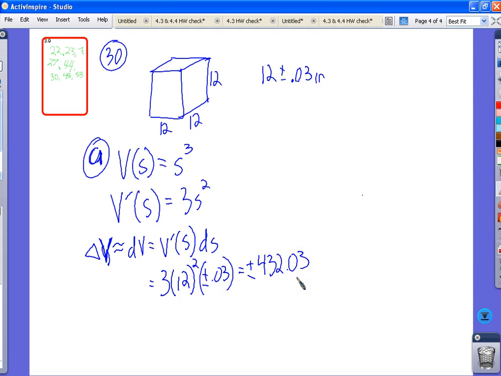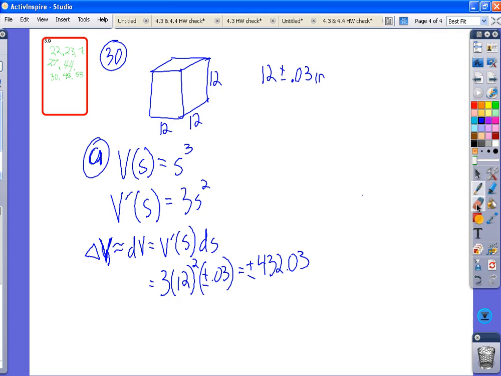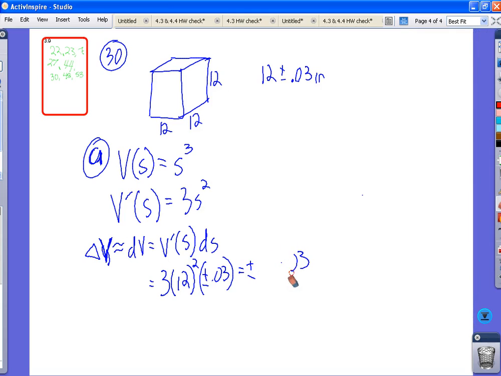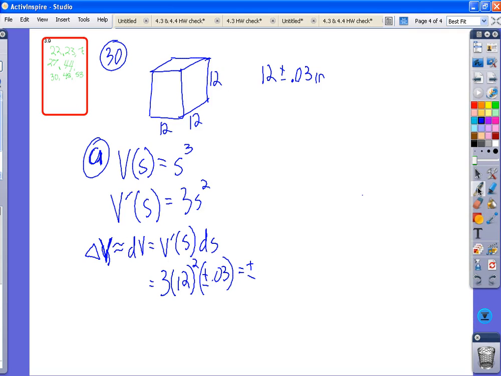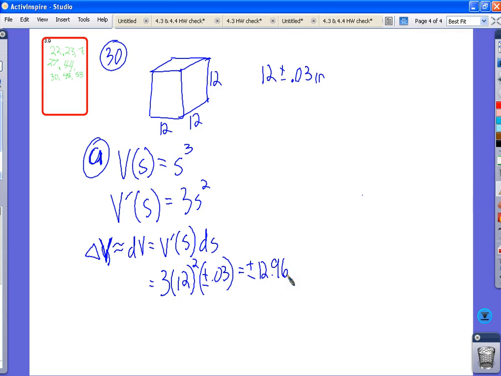So our possible error in the volume is plus or minus... Yes, you didn't get that wrong. I don't know, that sounds big. I got 432 times 0.03. Oh, you were giving me the pieces. Okay, thank you. No, I added 0.03. Oh, you added. Well, here's an answer for you. 12.96 inches cubed. That seems kind of big. Almost 13 whole cubic inches that you could be off by.